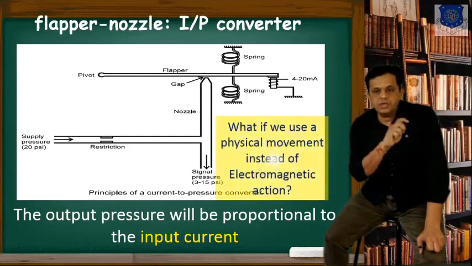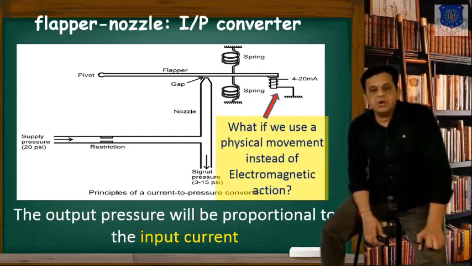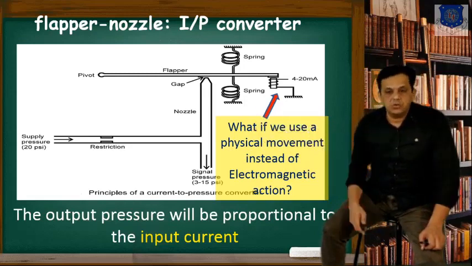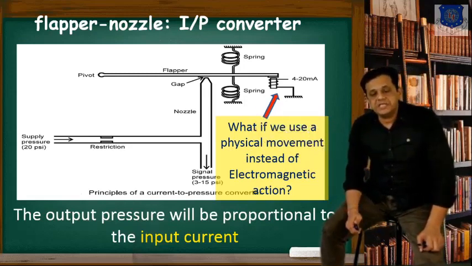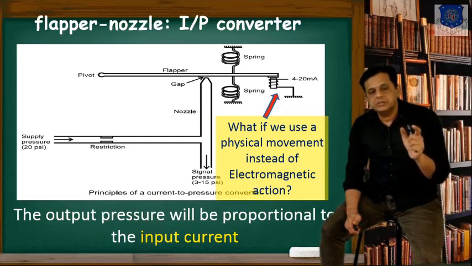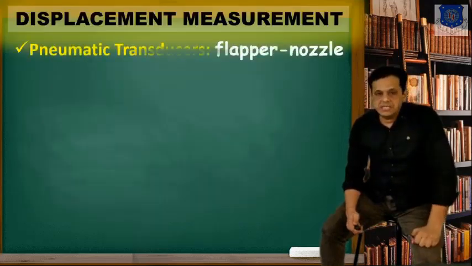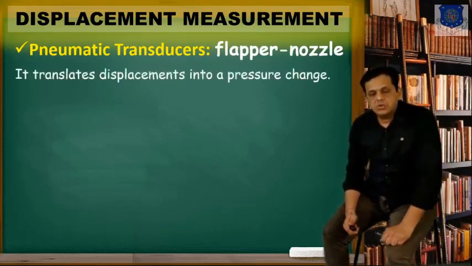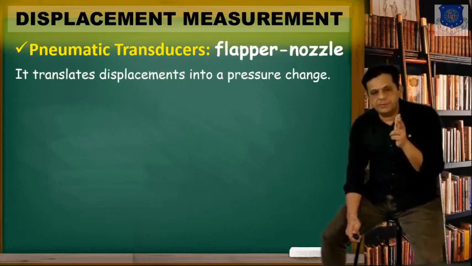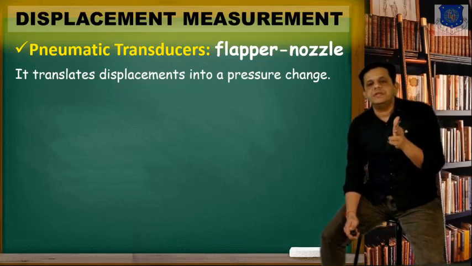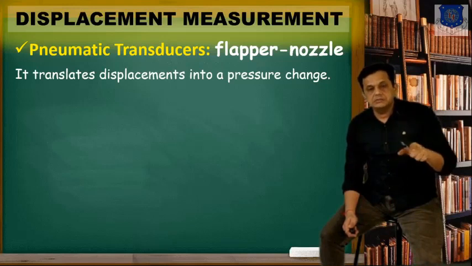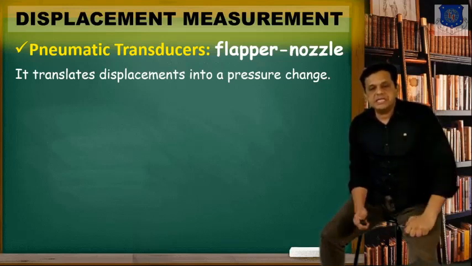So the question is, what if we use physical movement instead of electromagnetic action? This electromagnet, shown by the red arrow, will be displaced by a physical movement of the object. Let us see a slightly revised edition of this. Here we will be translating the displacement into pressure. Previously, current was translated to pressure, that is, the I to P converter.